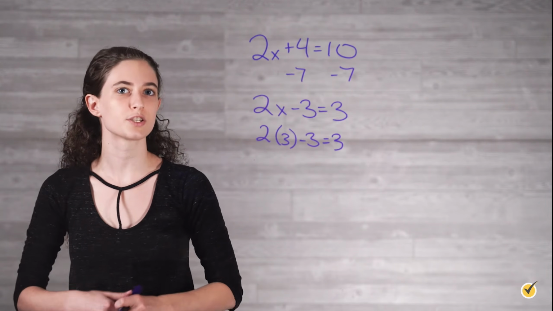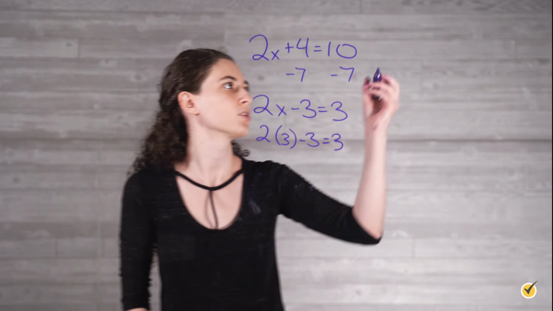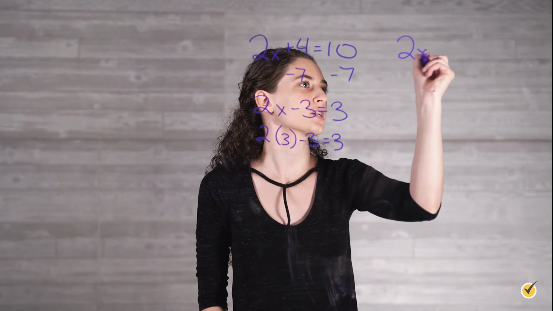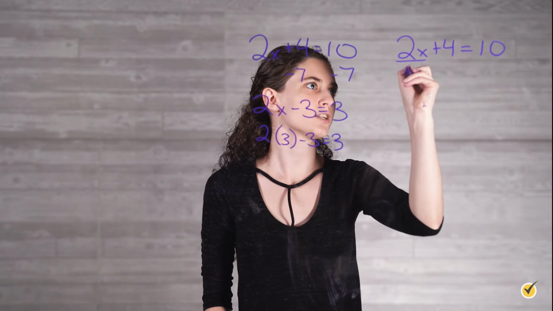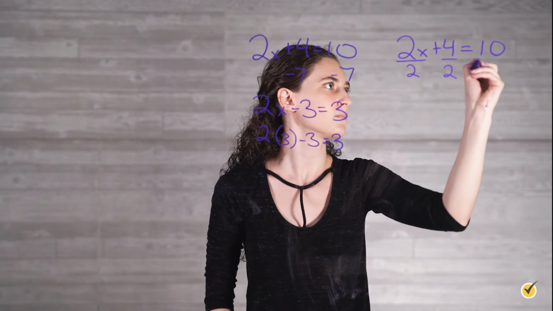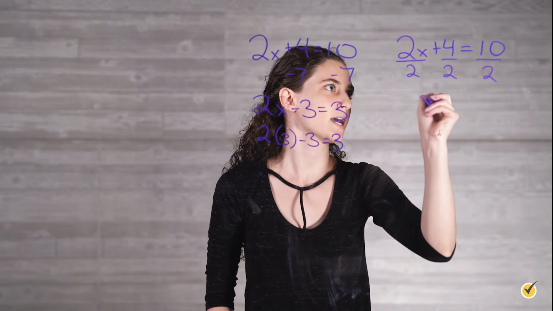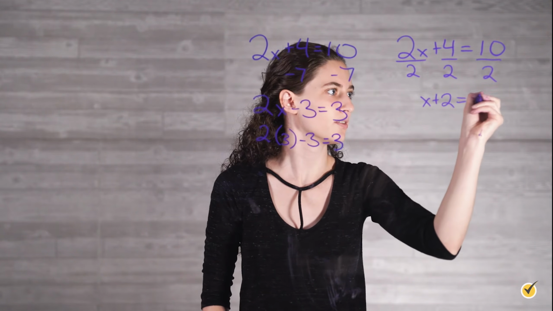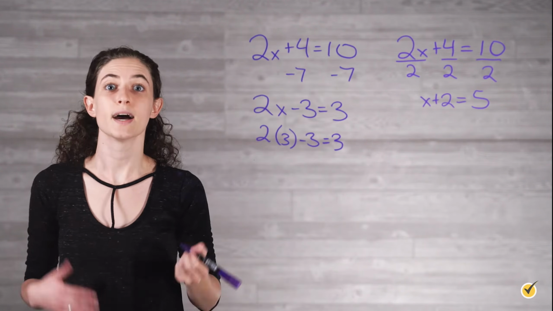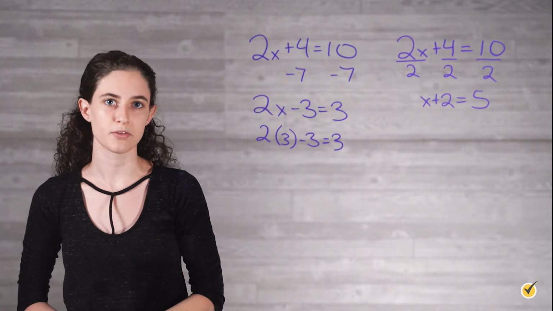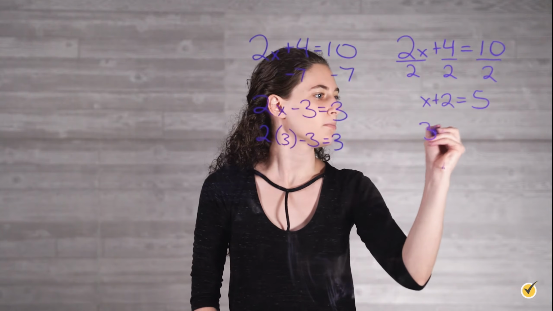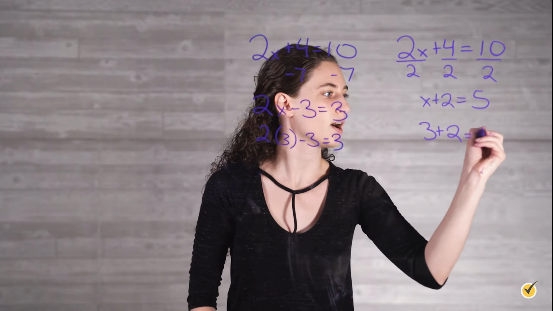Or we can divide all the terms on both sides by 2. So we have our original again, 2x plus 4 equals 10. And if we divide each part by 2, that gives us x plus 2 equals 5. Again, when x equals 3, the statement is true and all other values make it false. 3 plus 2 equals 5.